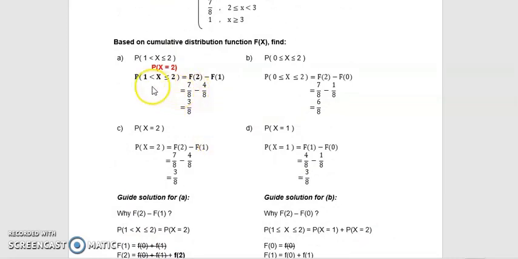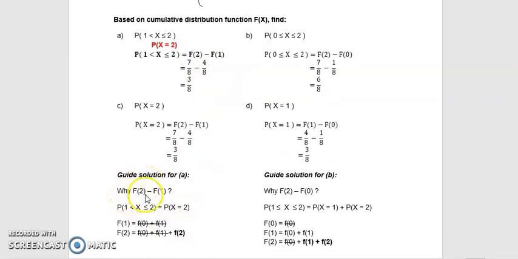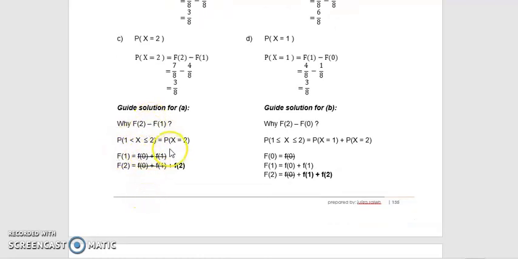If you look here, I put that the probability of x more than 1 but less than or equal to 2 is given by f2 minus f1. Why f2 minus f1? Look at this guideline. Let's list how to get f2 and f1. Let's say f1, the cumulative at x equal to 1, will be x equal to 0 plus x equal to 1. f2 will be x equal to 0 plus x equal to 1 plus x equal to 2, because up to x equal to 2, so from 0 until 2.